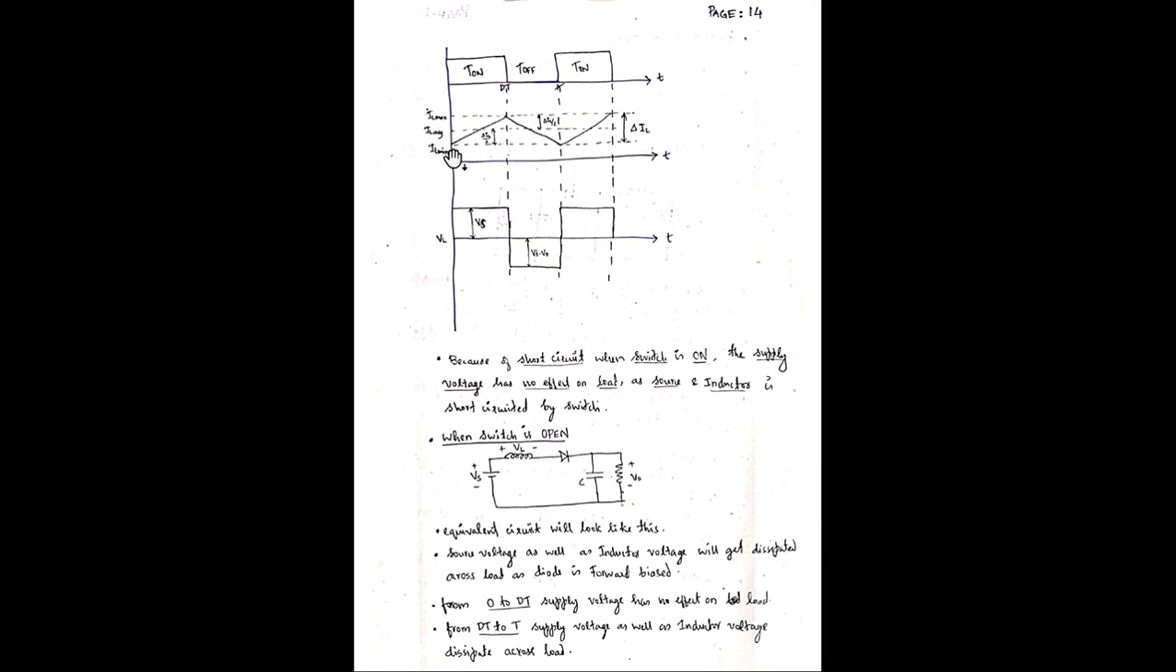And also from that figure itself we can write IL maximum equal to IL average plus del IL by 2, and IL minimum equal to IL average minus del IL by 2. In the figure, this is the IL average. This total is del IL, this is del IL by 2, and this is also del IL by 2. That is what is written here.